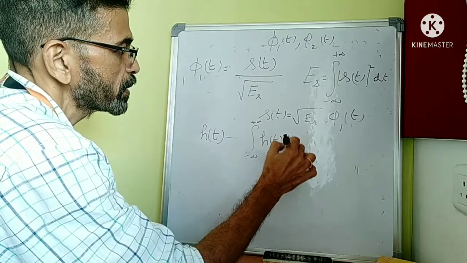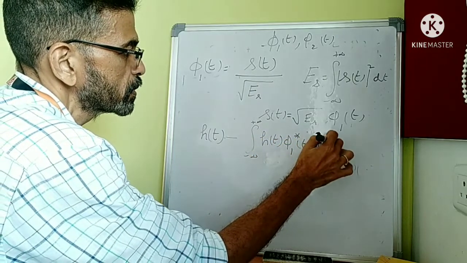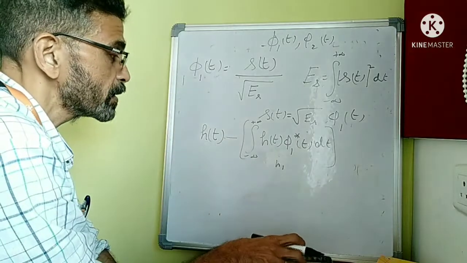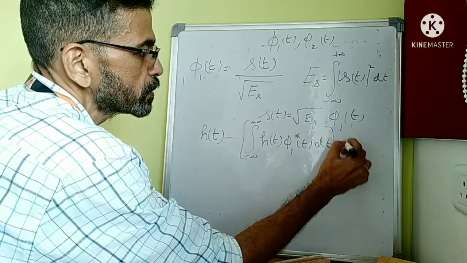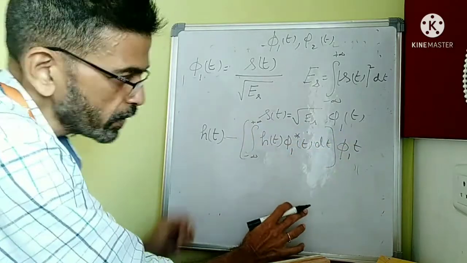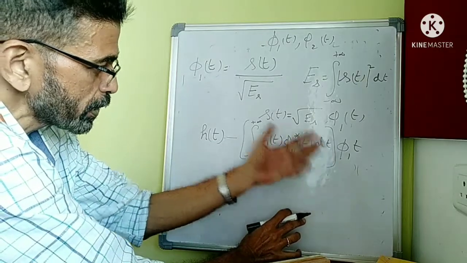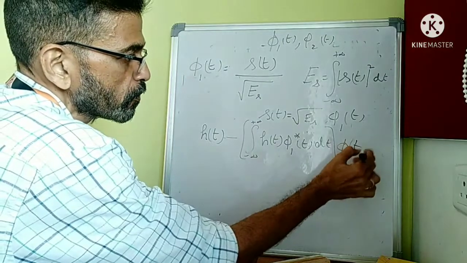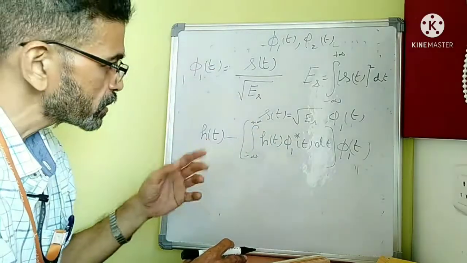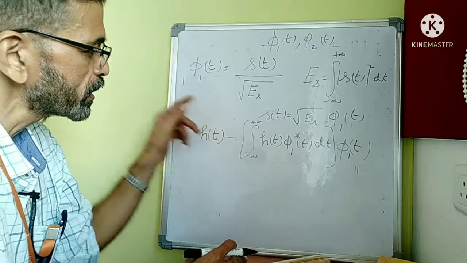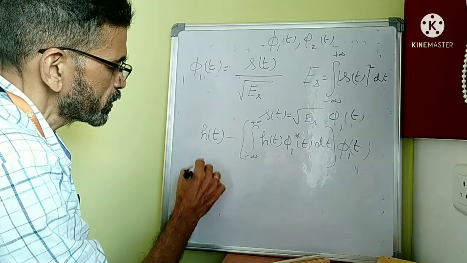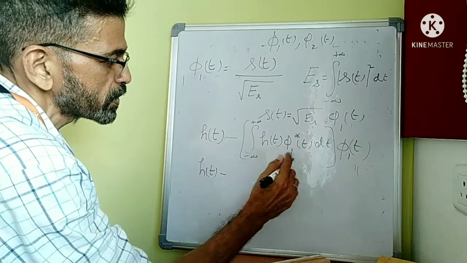So when I multiply h(t) with this, this in fact gives me h1, and this as a whole gives me the component of h(t) along phi 1. When I subtract the component of h(t) along phi 1(t) from h(t), I will get a vector which is perpendicular to phi 1(t). It can be easily verified because if you multiply this with phi 1 conjugate (t) and integrate, you see the result is 0.